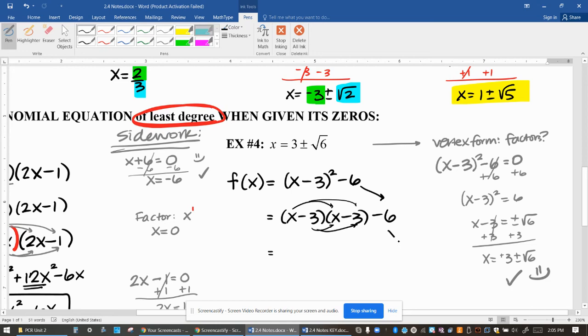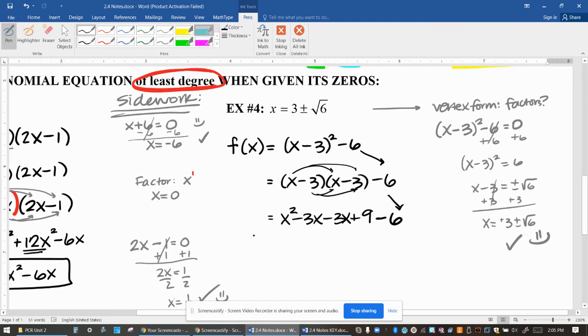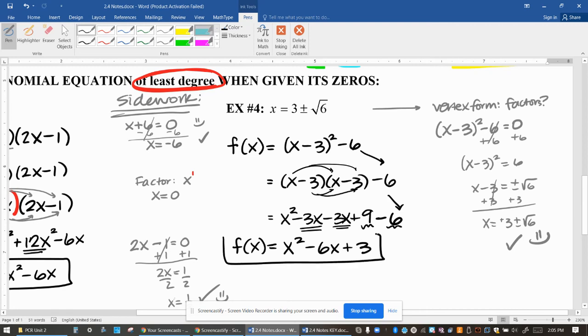and not forgetting that minus 6, because it happens all the time, guys. People get so involved with the distribution and the foiling that they forget about the poor minus 6 at the end. All right, so your last step is just to combine like terms, and your final answer should be x squared minus 6x plus 3.